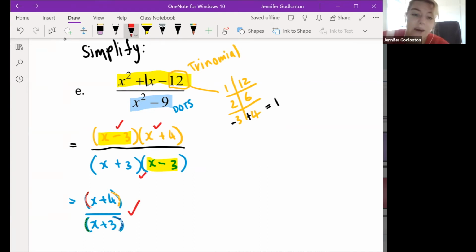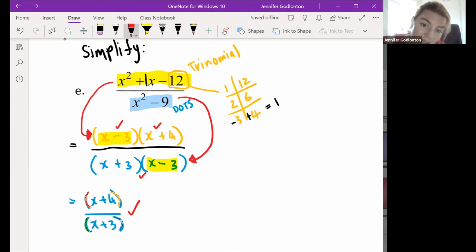So Alicia, all that's happening in this first step is we looked and said, well, that's a trinomial, and so we factorized that trinomial to give us x minus 3, x plus 4. And down here, we factorized by using difference of two squares to give us x plus 3, x minus 3.